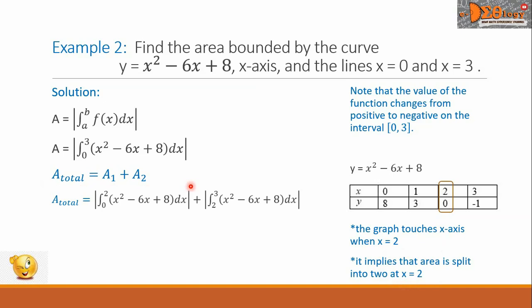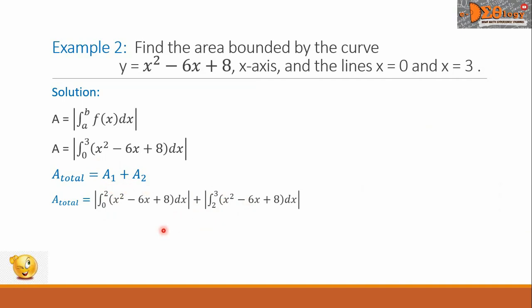Showing this, we can have this A sub 1 to be the absolute value of the integral. Now look at the limits of integration. For area 1, we will have from 0 to 2. Plus, we will compute for the same area, but the limits of integration for A2 will be from 2 up to 3. Now, we're going to compute for the areas 1 and 2 respectively. Let's begin with area 1.